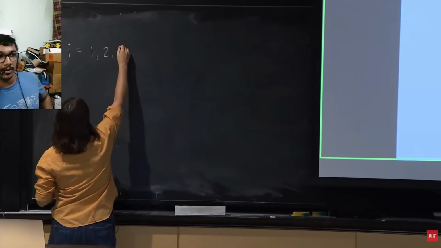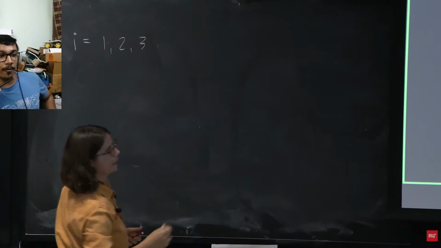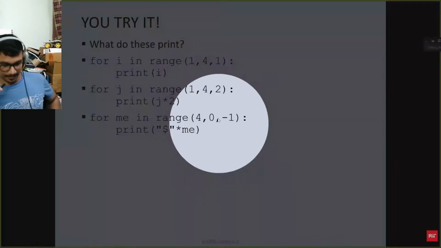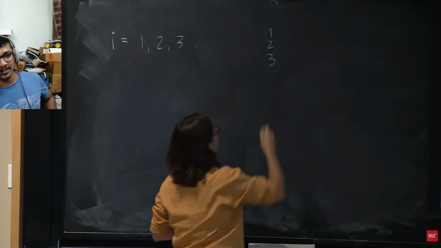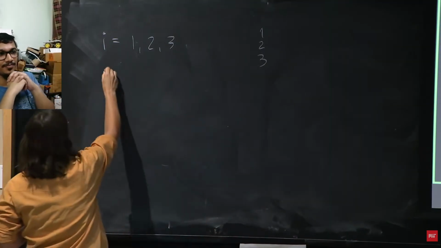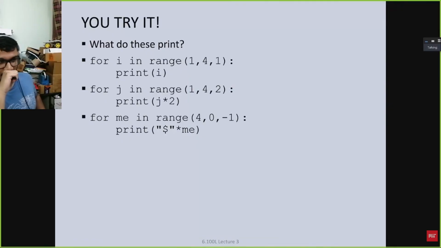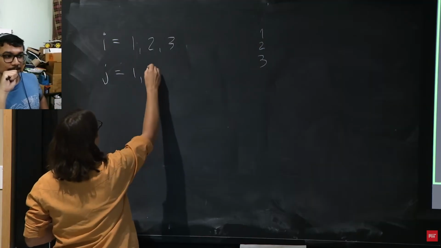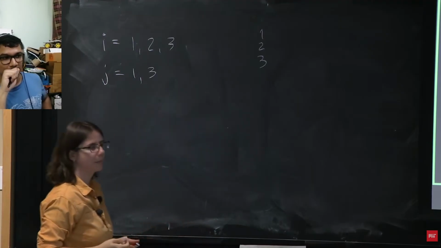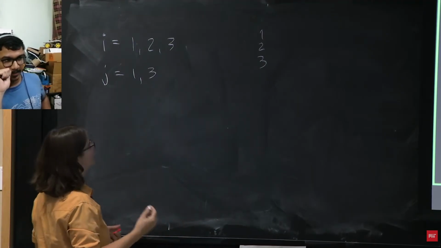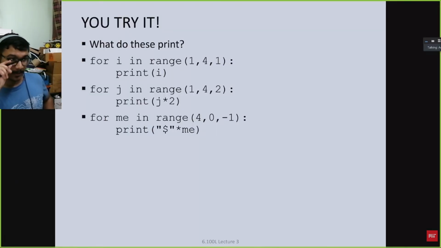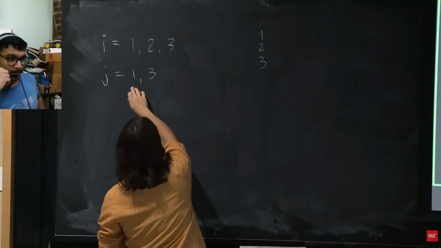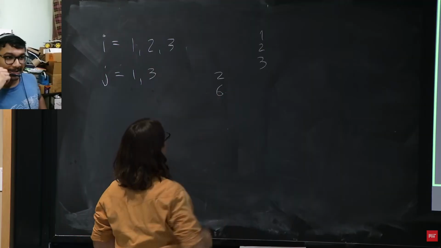So we start at 1, and we stop, going up to but not including the stop, which is 4. And what are we printing? i. Yeah, 1, 2, 3. How about the next one? j. What will the values of j be? 1 and 3. That's it, because we're going every other value. And what are we printing here? Yeah, exactly. So we're doing an operation with each one of these j's. So we're going to print 2, and then 6.